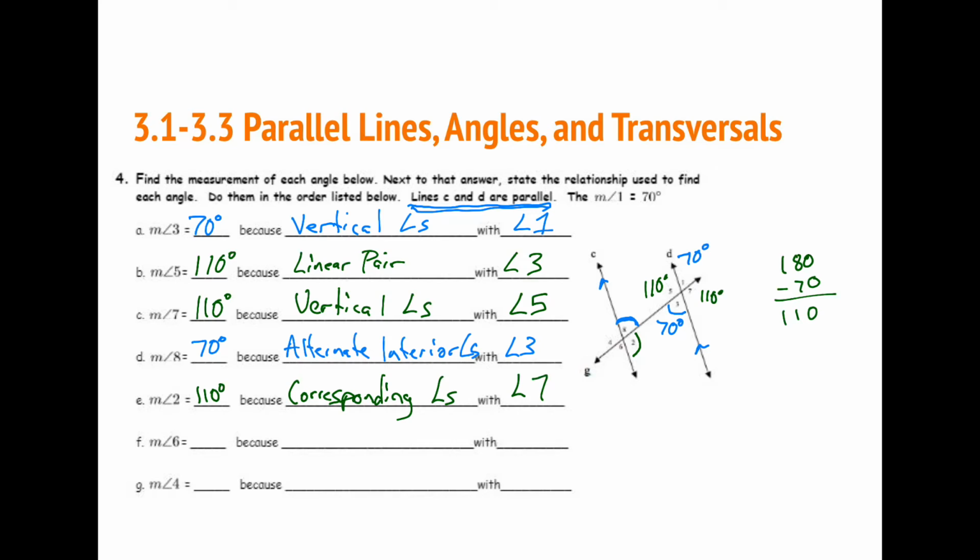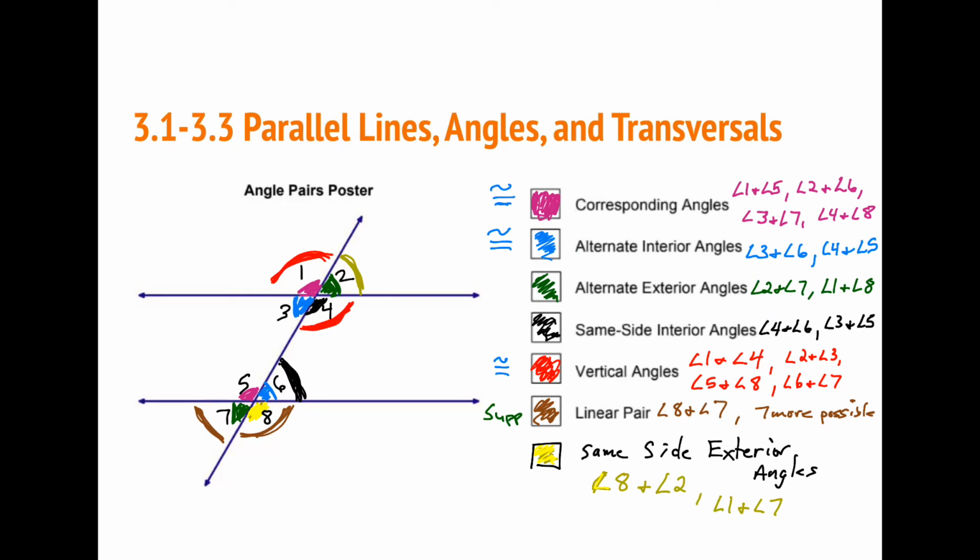All right, measurement of angle 6. So this one's going to be 70 degrees. And I'm going to say it's same side exterior angles with angle 7. It's going to be 70 degrees. So this tells us a little bit about same side. Same side is going to be supplementary.